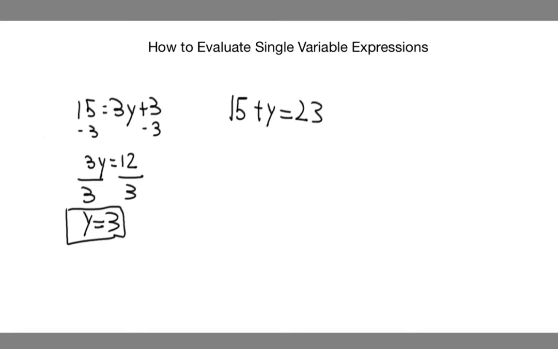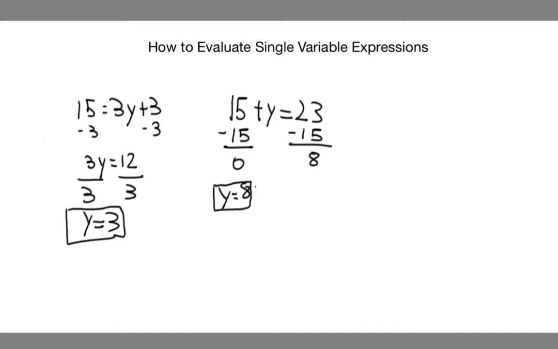Well, basically we're going to use the subtraction property of equality. Subtract 15. When we do this, we get 0 over here. 23 minus 15 is equal to 8, which means y equals 8. And then we're going to solve just like that.